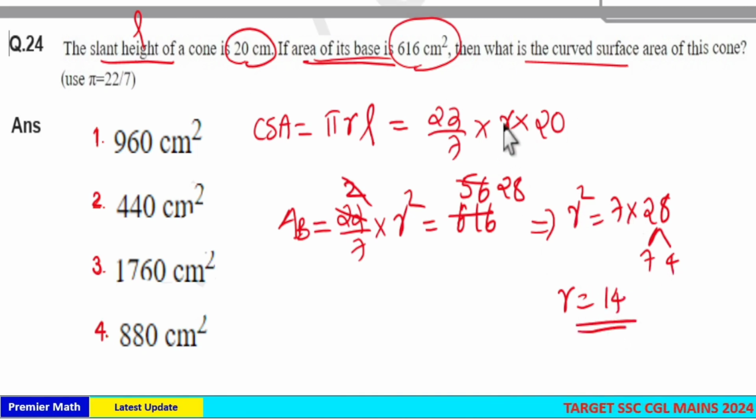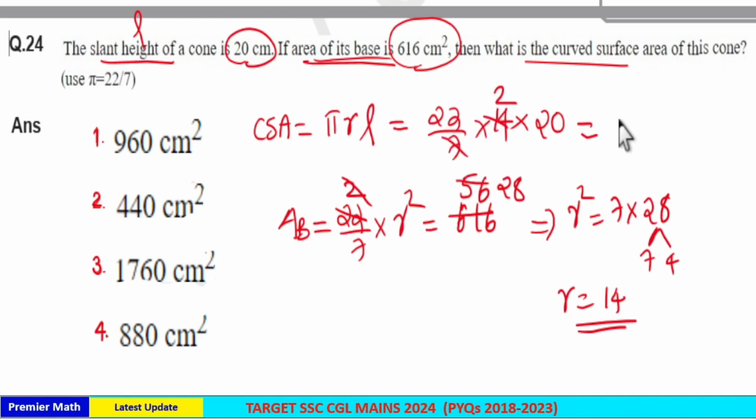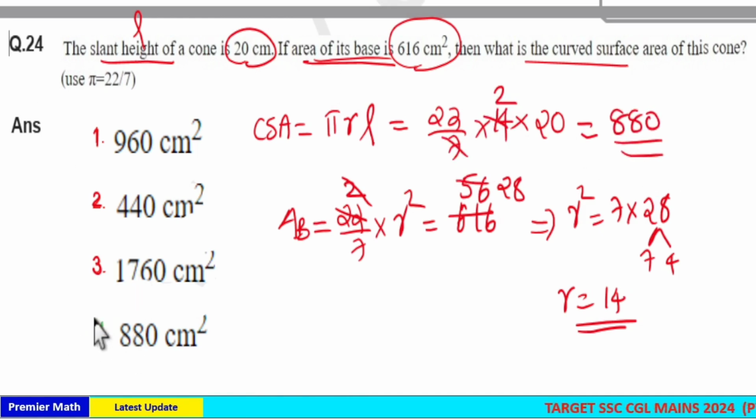R square is 7 square into 4 means r is equal to 14. So substitute the value of r here. 7 goes 2 times in 14 and 22 into 2 is 44. 44 into 2 is 88. So 880. Option 4 is your answer.